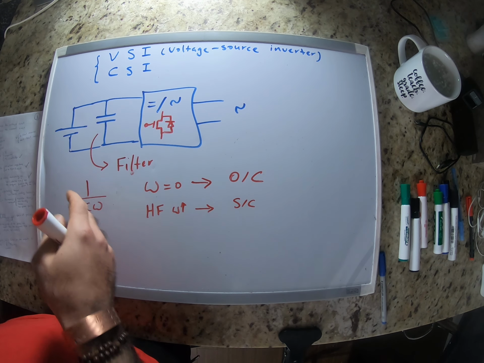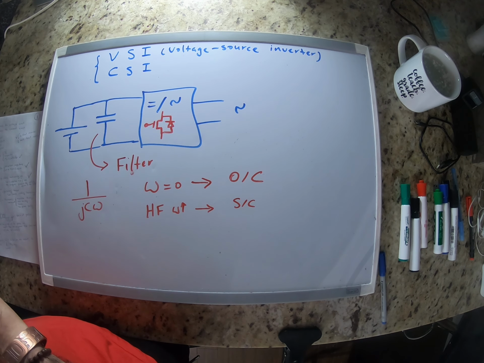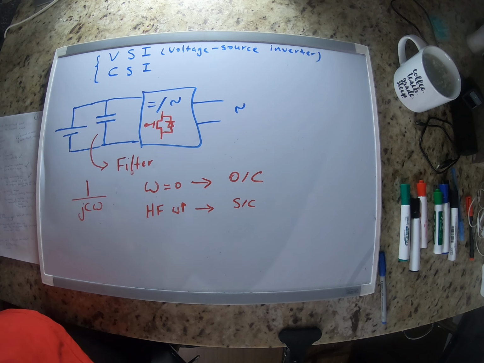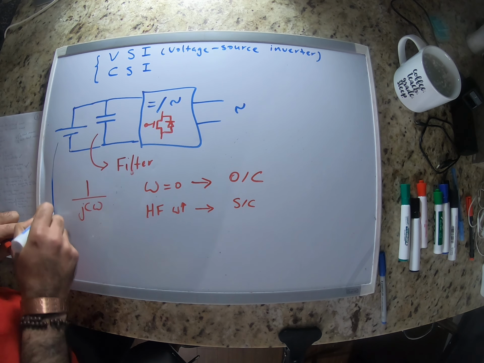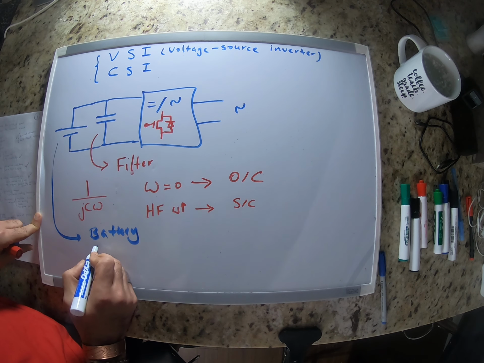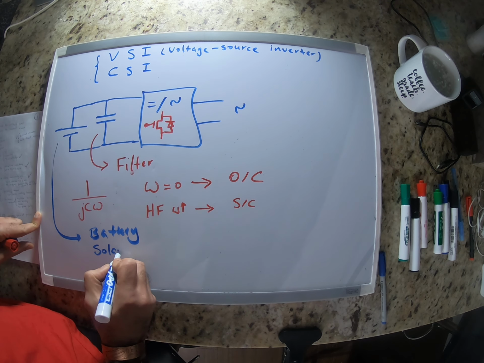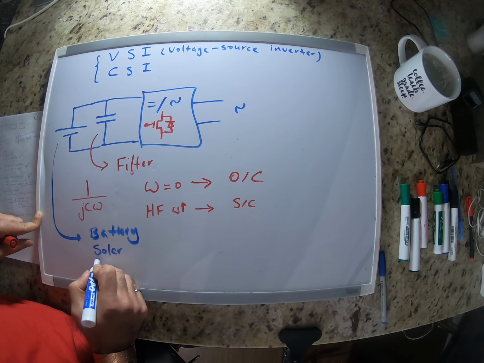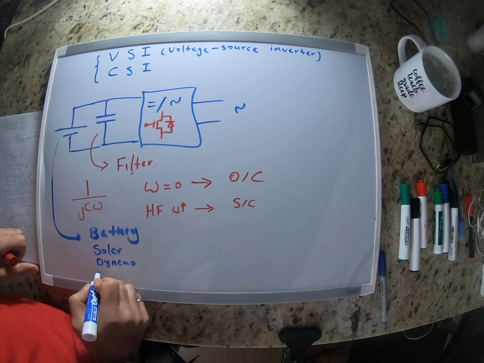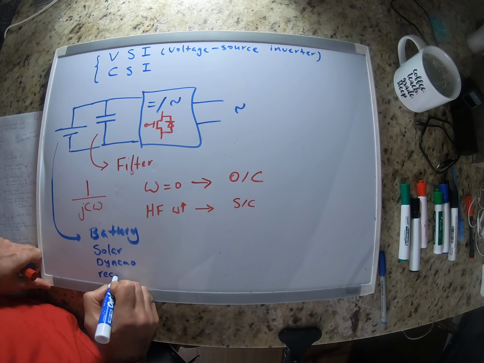Now you guys are asking, where does the high frequency come from? This is like a DC voltage source. But this DC voltage can come from either a battery or a power supply. It can be a solar panel. It can be a dynamo. But it can also come from a rectified voltage.